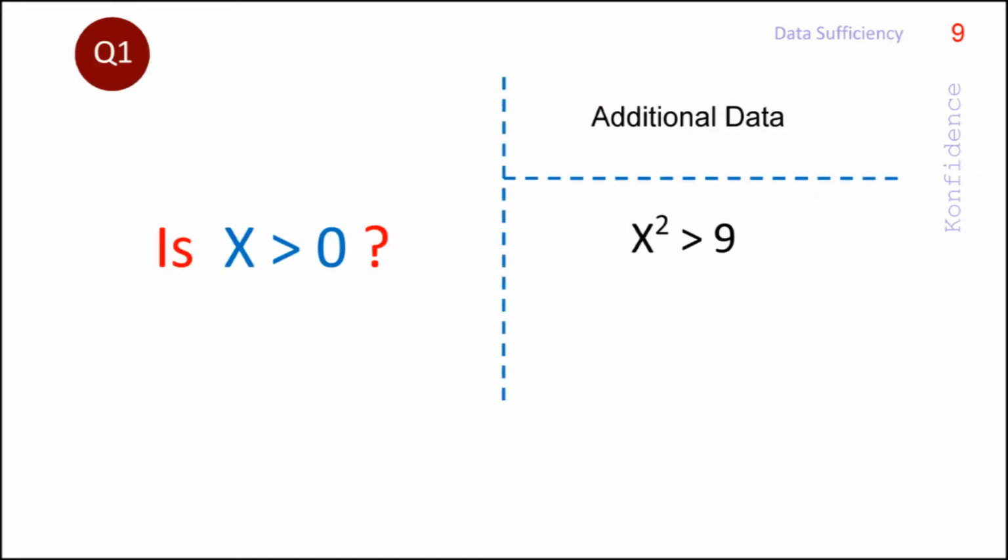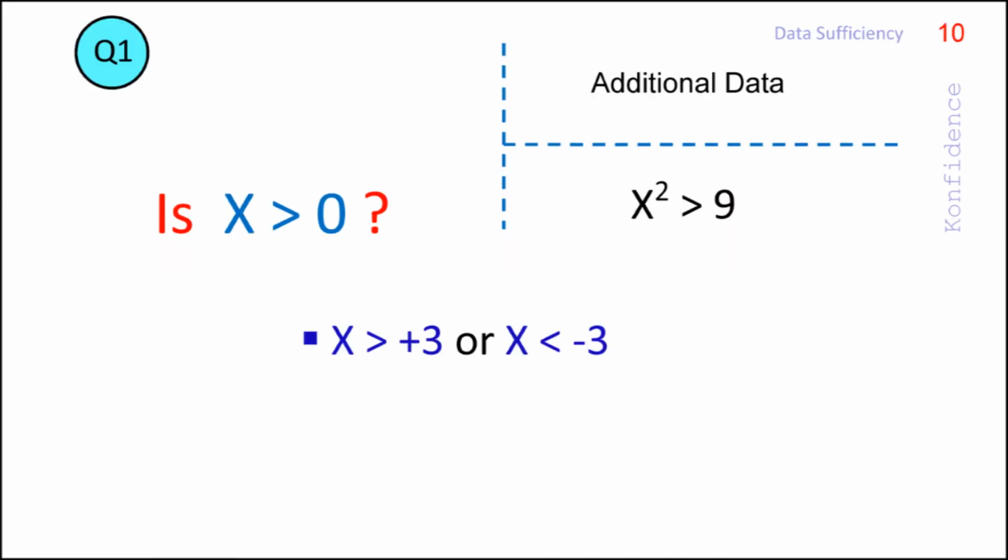Now, let us have another piece of data: x square greater than 9. Now, can we find out the answer to this question? This statement gives the possibility that x is either greater than positive 3 or less than negative 3. Which one of these is the correct value? We do not know. There are many values that satisfy these criteria. Therefore, data is there, but it is still insufficient to answer the question correctly. It will provide both answers depending on what value you choose from the available options.